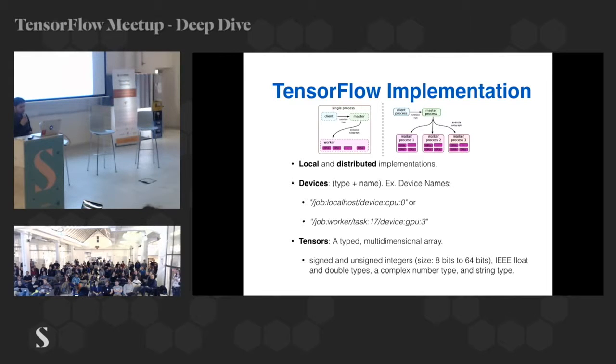So the devices themselves are named like this: job, localhost, device CPU, or some worker with a particular task, and the GPU. That's how they define it in the code. The tensors are again a typed multi-dimensional array.